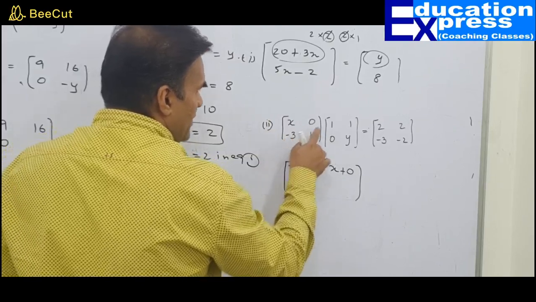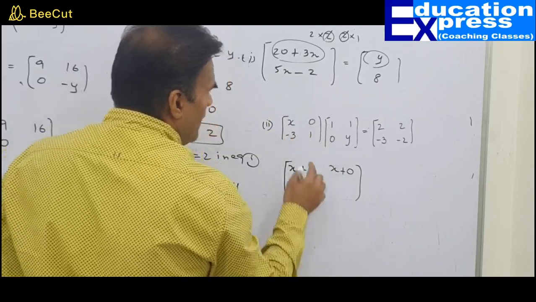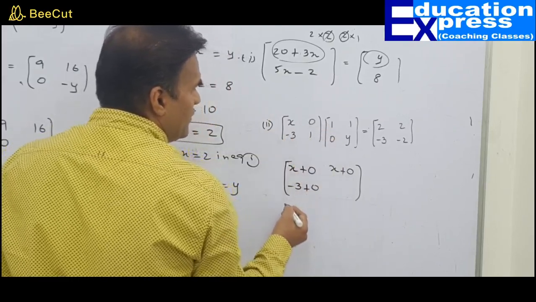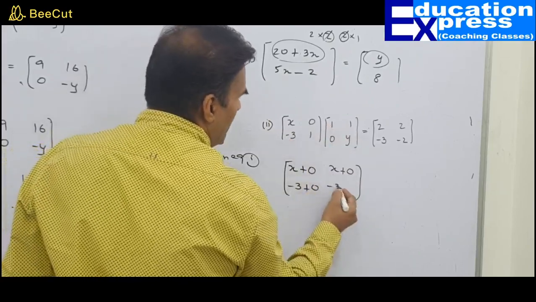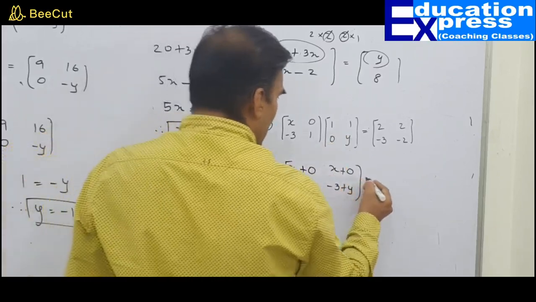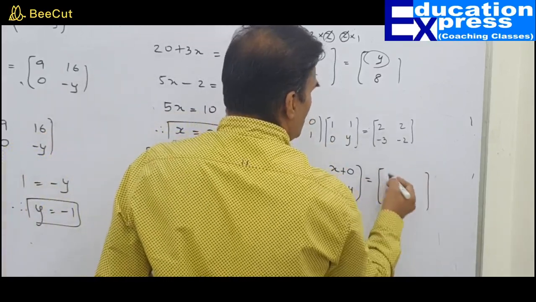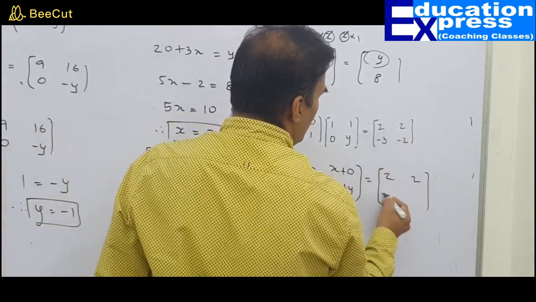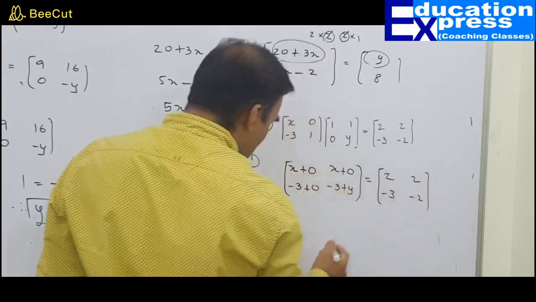Now this one. Minus 3 into 1, minus 3, plus 1 into 0, that's 0. Minus 3 into 1, minus 3, plus y into 1, that is y. Is equal to 2, 2, minus 3, minus 2.